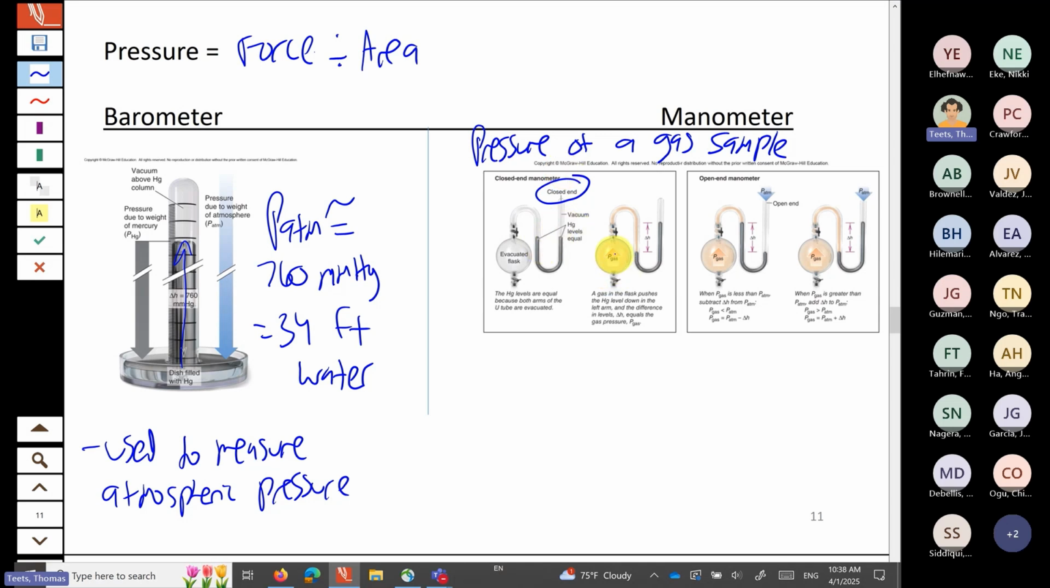If you introduce a gas into this bulb here, it's going to push down on this side, which is then going to cause that side to rise up because they're just connected in a U-shaped tube. So you're going to get a difference in height between these two sides here.